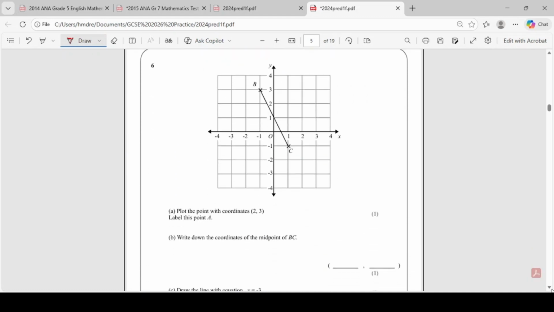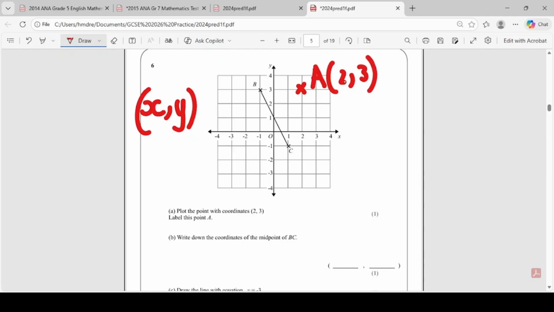Question 6. Plot the point with coordinates (2, 3). Label it point A. Okay, so whenever we have coordinates, we need to remember it's always the x point first and then the y point. So if we have the coordinates (2, 3), we're going to go to where is x = 2? So x is 2 here. And y is 3. So 1, 2, 3. There we go. That is our point A. X is 2. Y is 3.